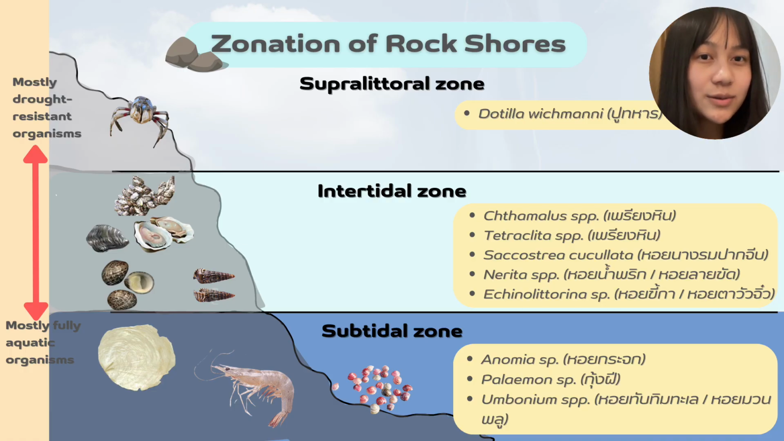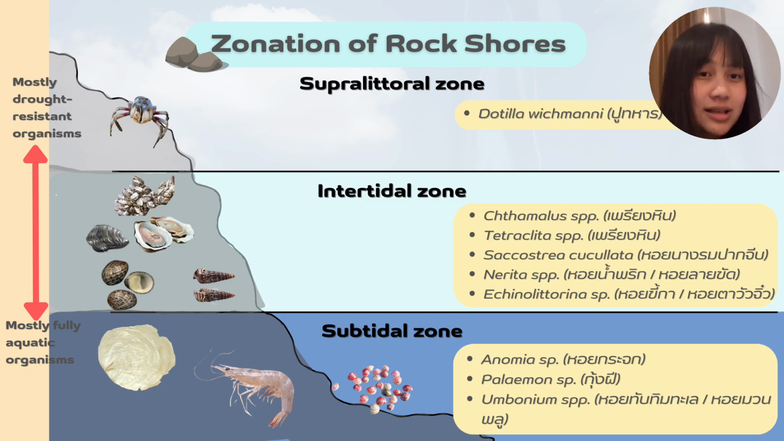This slide shows the zonation of rocky shores, which are also divided into three main zones. First, the supralittoral zone is rarely covered by seawater, so organisms here must be able to resist dryness. The second one is the intertidal zone, which is affected by tides. Many organisms such as barnacles, oysters, and snails attach firmly to rocks to resist strong waves. And the third one is the subtidal zone. It's always underwater, where fully aquatic organisms like shrimps and some mollusks live.